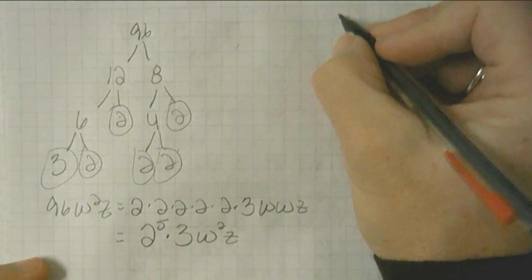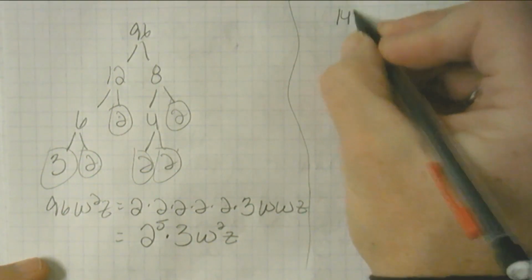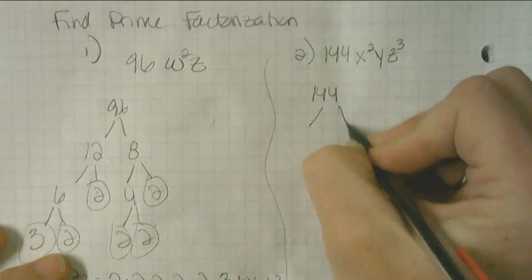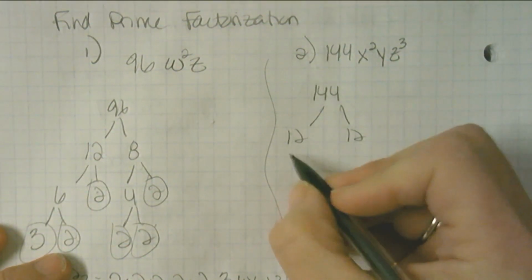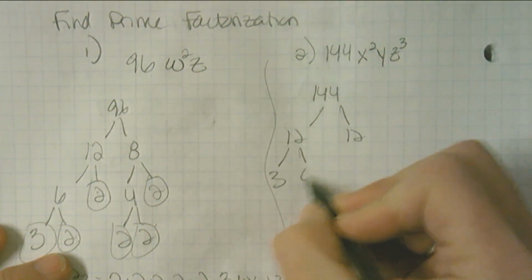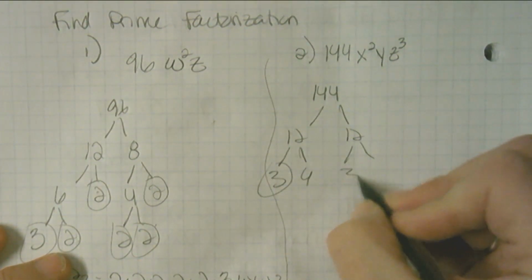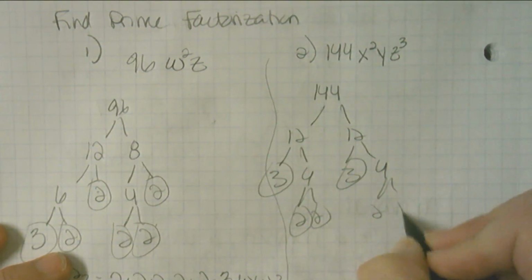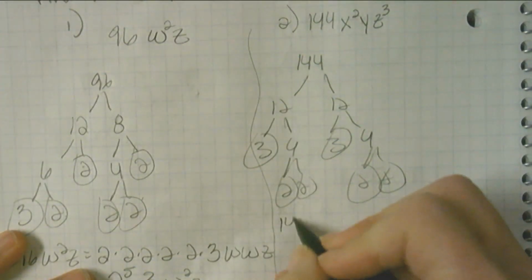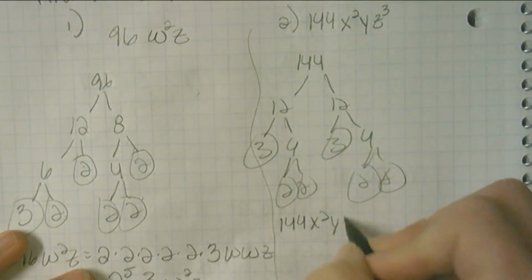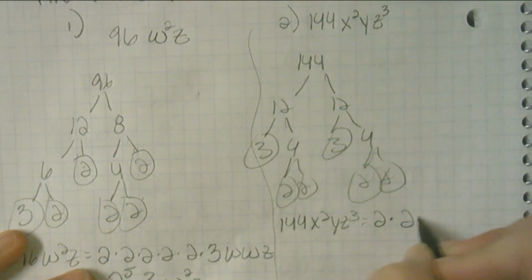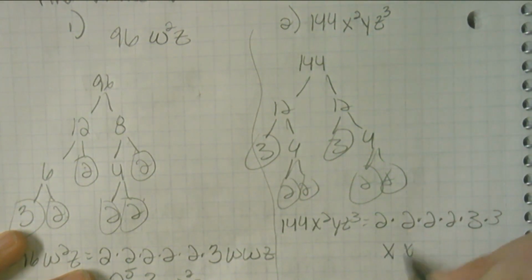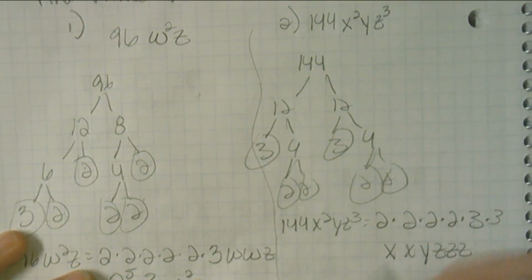All right, how about 144? Somebody help me with that one. AJ, I haven't heard your voice yet. Go ahead. Excellent. Okay. Awesome. So 2 times 2 times 2 times 2. Okay. Awesome. Write that with exponents, sweetie.